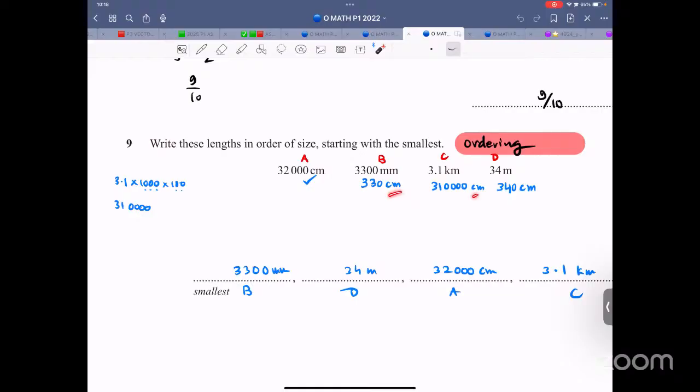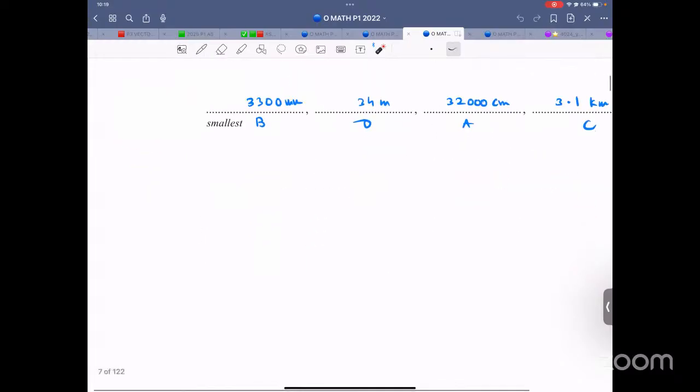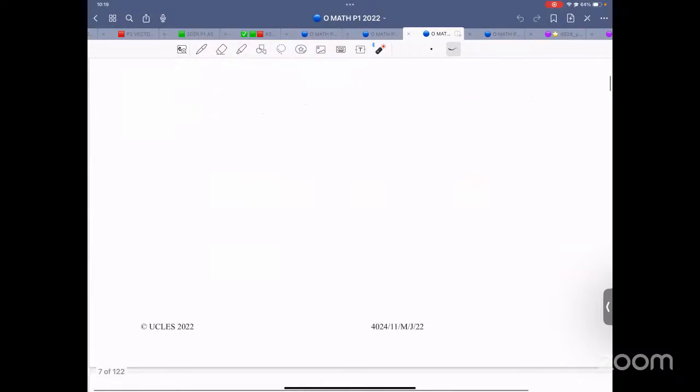Now, once everything is in the same units, then you decide which one is the smallest, which one is the largest. First I have labeled the letters, and then I have written down the values in the original unit. That thing is done.